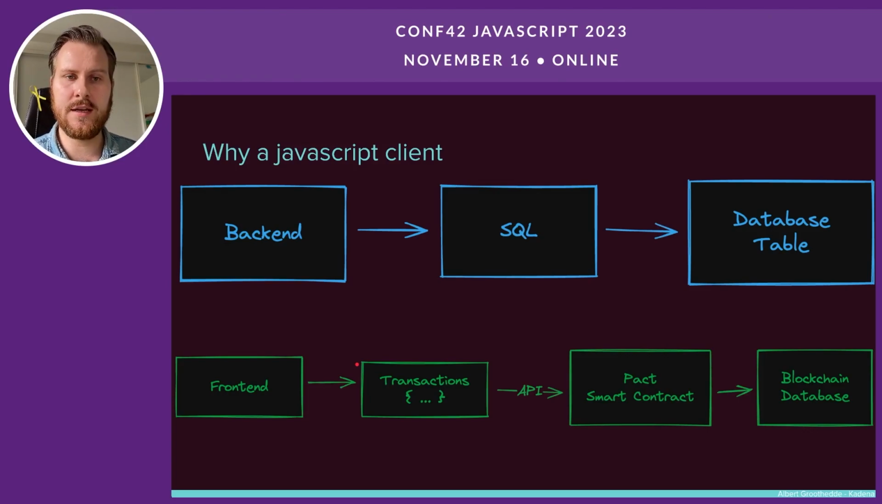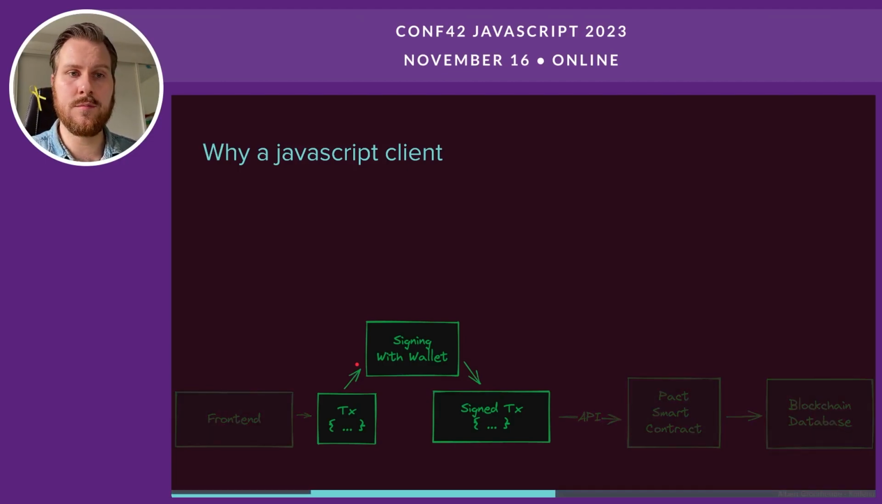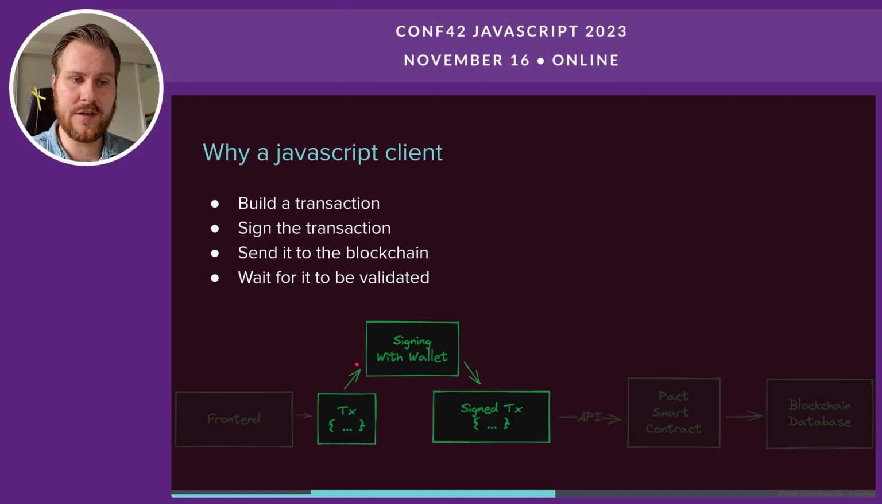And we use an API to send it to the smart contract, and then it will retain its value in the blockchain database. Well, actually, it's a little bit more complex because when we are working with the wallet, when we are working with a transaction, we need to sign it as well. Now, in order to make sure that it's signed, we only then can send it to the blockchain. So what we actually do is we build a transaction, we sign the transaction, then we send it to the blockchain and we wait for it to be validated.